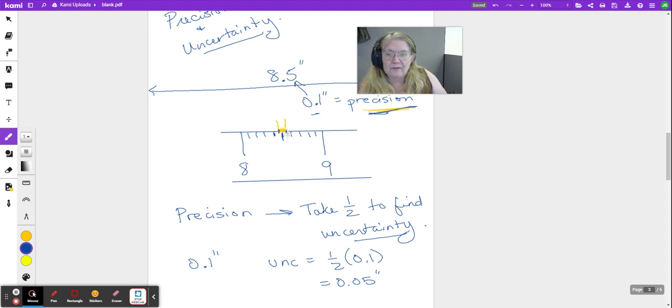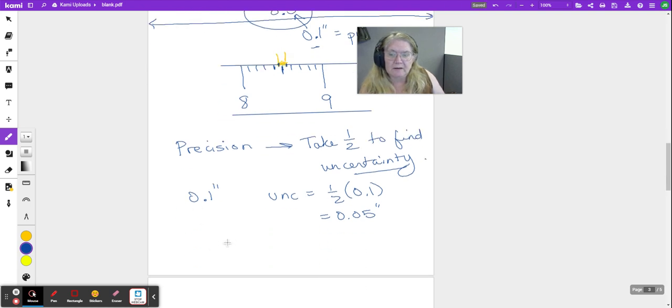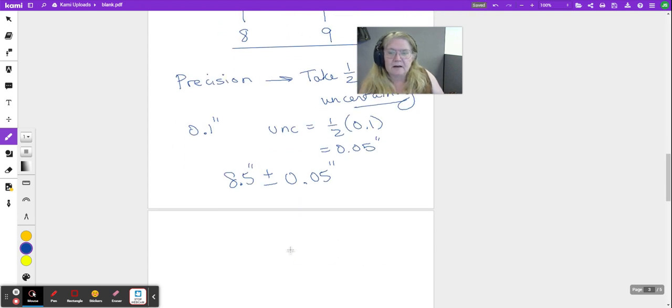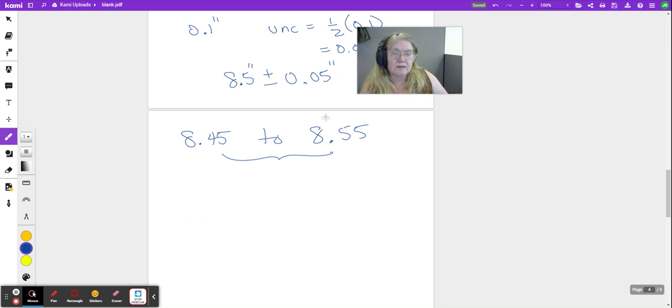Now that just describes the fact that halfway to the next tick on the measuring device, we're going to round down. Halfway on this side, we're going to round up. So this 8.5, with its uncertainty, looks like this, because it could really have been 8.45 or 8.55. It's somewhere in that gap. That's why we call it uncertainty, because we're uncertain where in that gap. When we think about the grand scheme of things, the less precise something is, in other words, the bigger the precision number, the bigger the uncertainty, meaning the less certain we are of our measurement.